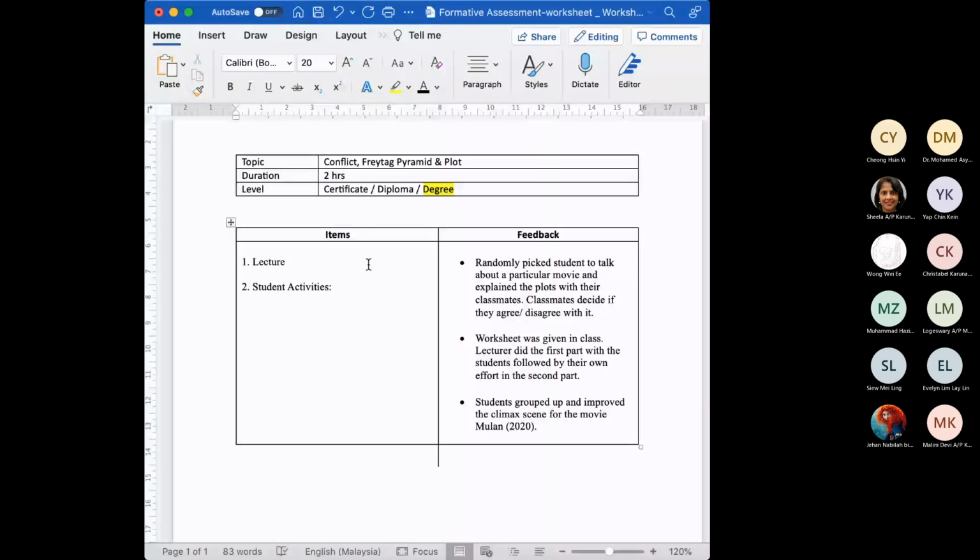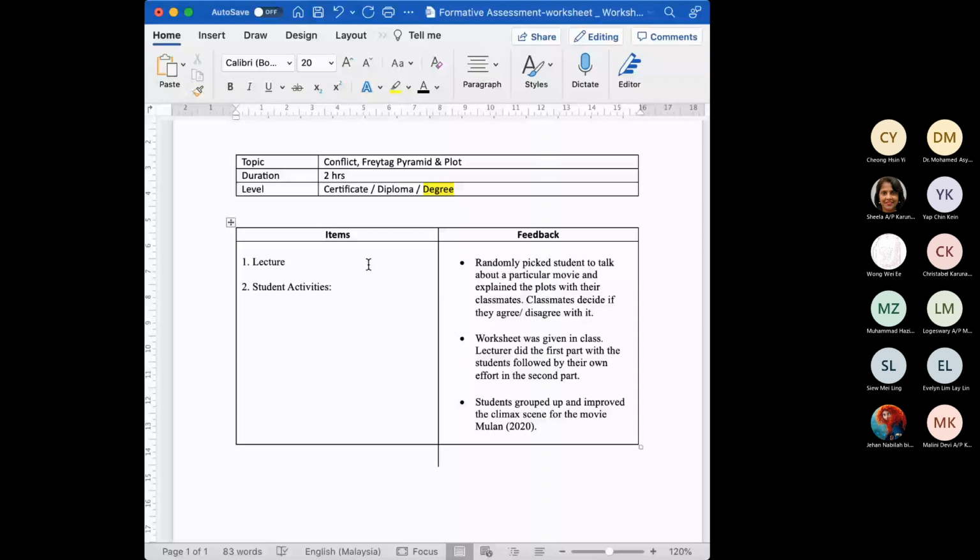So basically, it's a pyramid kind of worksheet where they were also given liberty to decide on any movie that they want to focus on, and then they have to follow the theory and the parts that they need to fill in. And then lastly, it was a group effort.